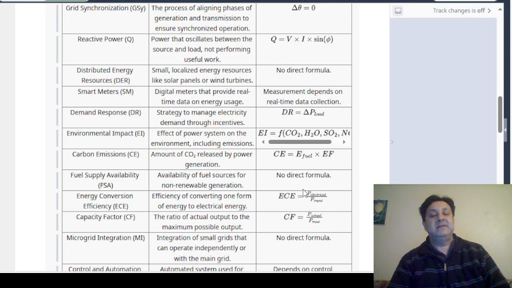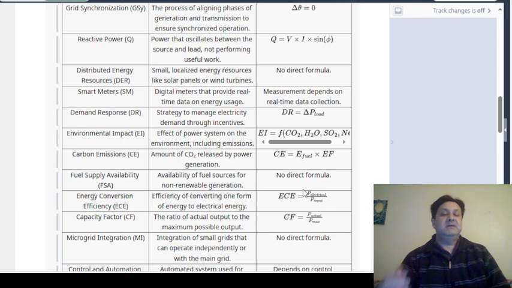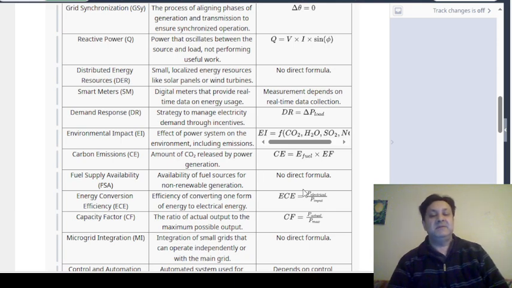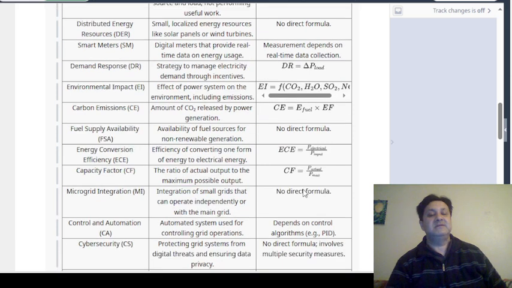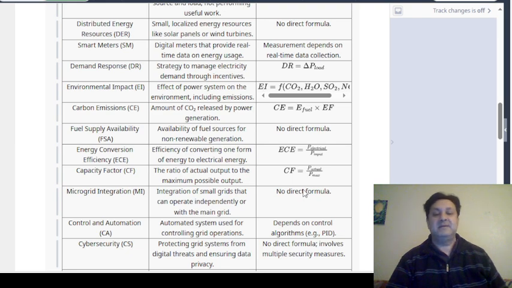Then the environmental impact, that is the effect of the power system on the environment, including emissions. These days we talk about a green environment, green emissions, and all that. So this is very important to discuss here. Then the carbon emissions. When we talk about the green environment, we talk about carbon emissions, the amount of carbon dioxide released by power generation, which is a very important thing to discuss.